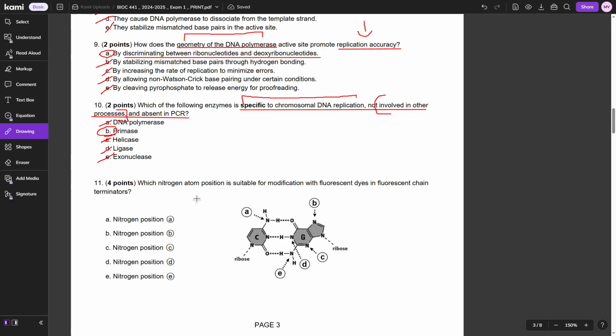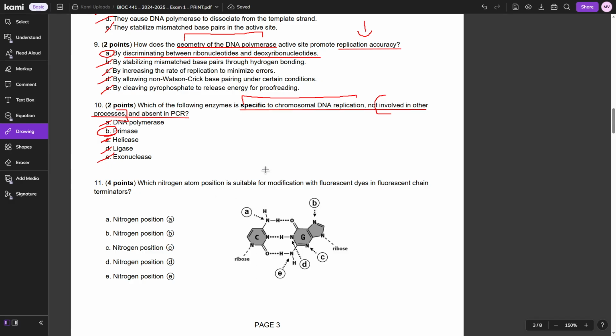Okay, which nitrogen atom position is suitable for modification with fluorescent dye in the fluorescent chain terminators? Oh, okay. The wording of this really threw me off for a second. I was like, what is this talking about? But yeah, this is one of those things that you just have to know.